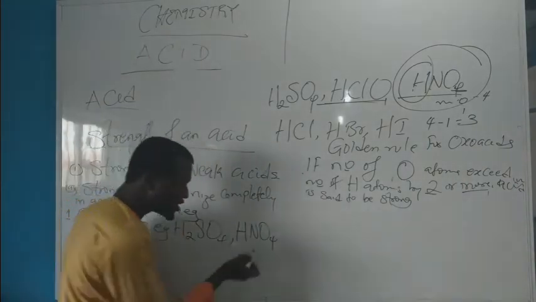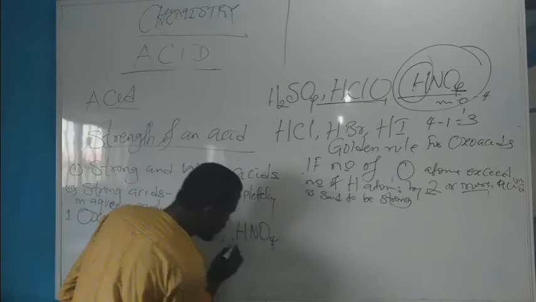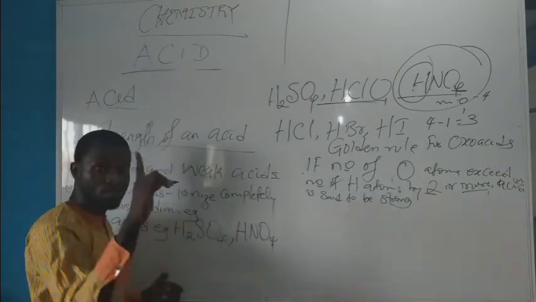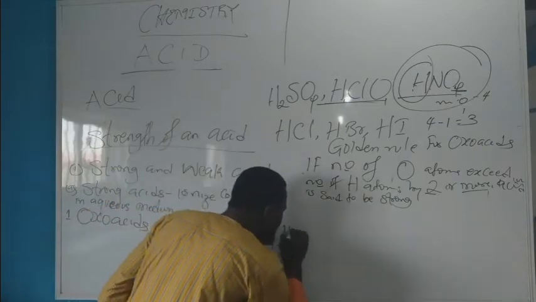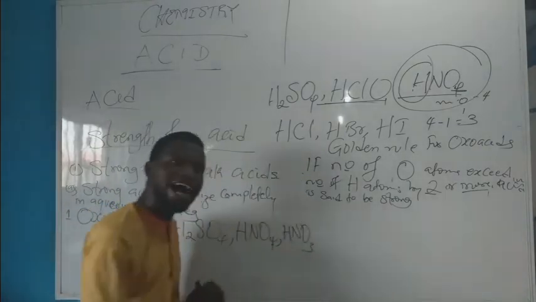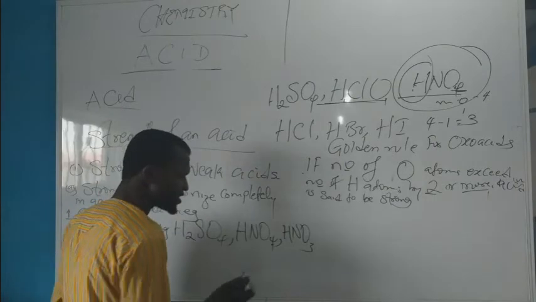Is this strong or weak? We have number of O atoms 4, number of H atoms 1. Difference is what? 3. Therefore, it's a strong acid. Then we have another one, HNO3. This is nitric acid or trioxonitrate 5 acid.